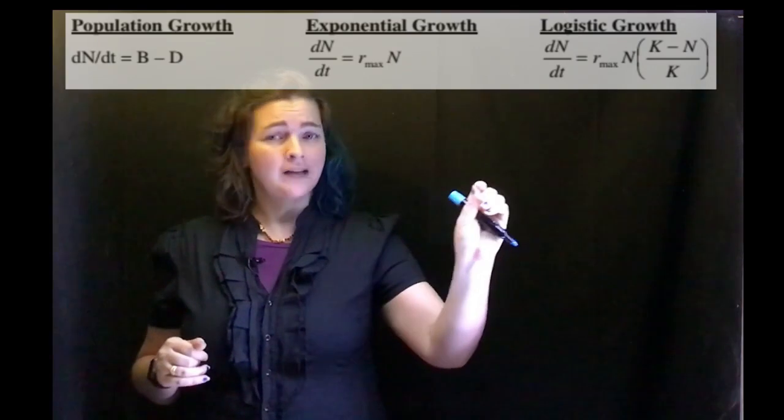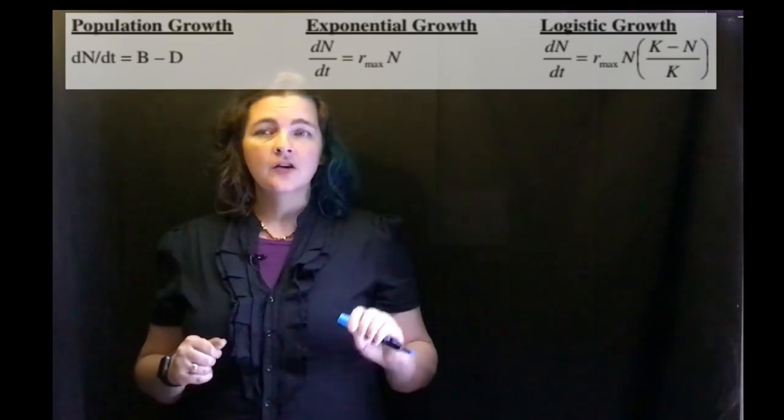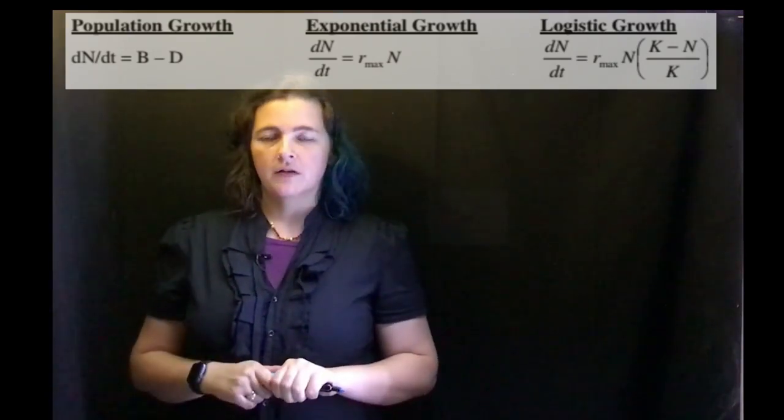So if you're not given carrying capacity or a way to find carrying capacity, then you're not going to be using the logistic growth equation. So one of the first things that you should do is take account of the information given to you, so that you can choose the right equation to use for your population growth. Let's start with an example.